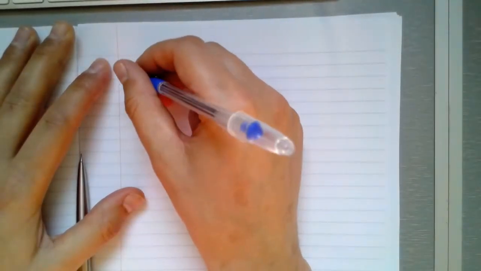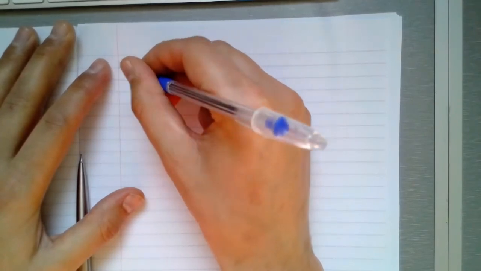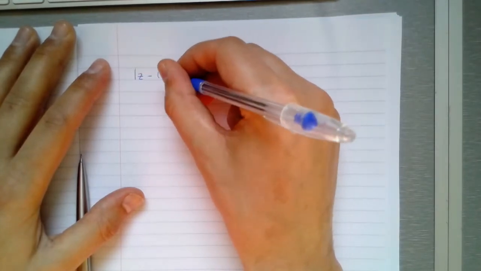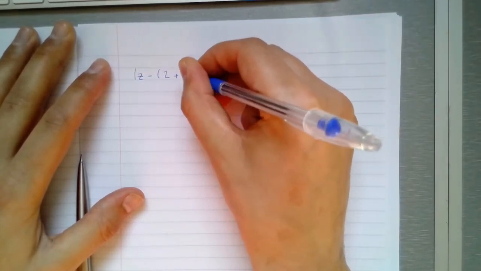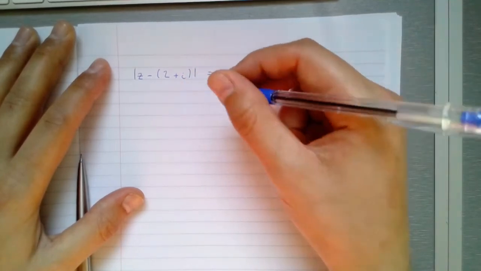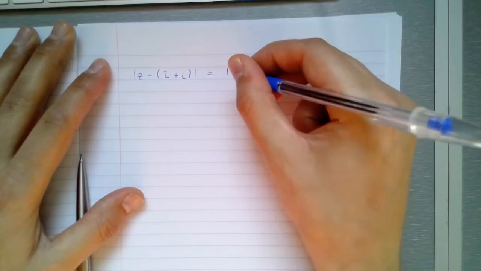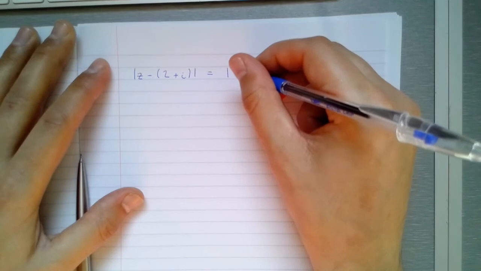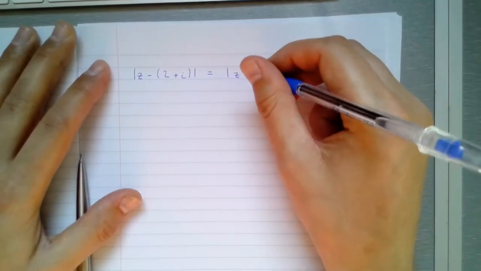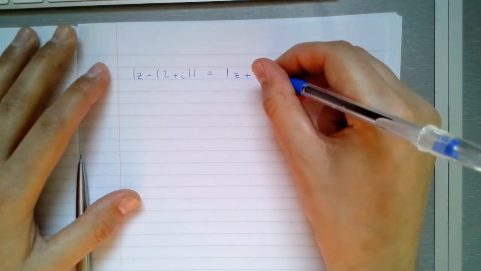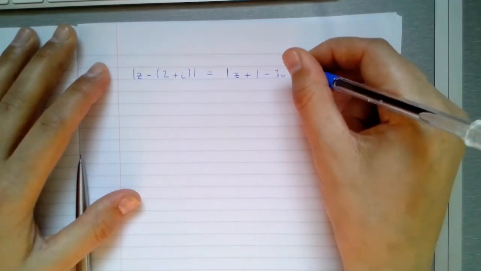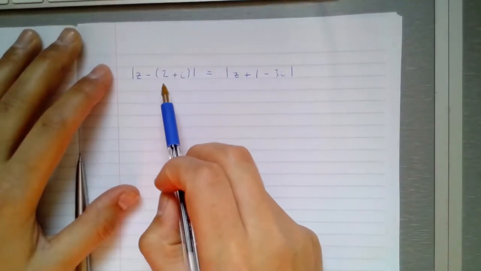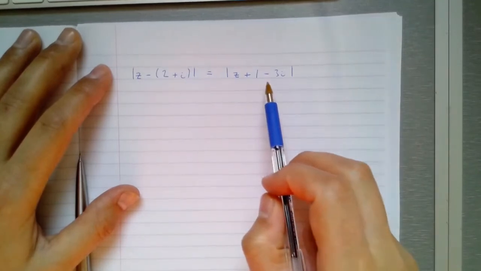So just imagine instead that we had, let's have z take away 2 plus i equal to z plus 1 minus 3i. Okay, so this time instead of saying I've got some circle equal to some amount, I've got some circle equal to some other circle.